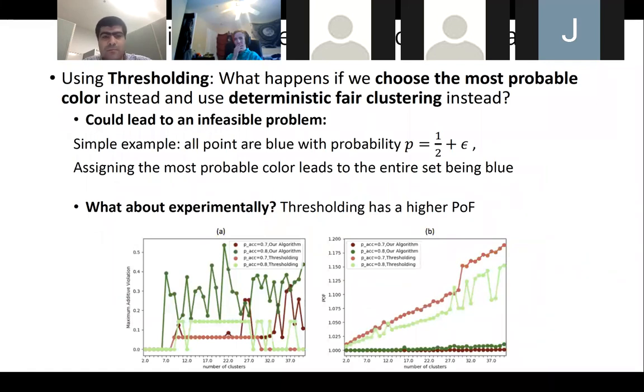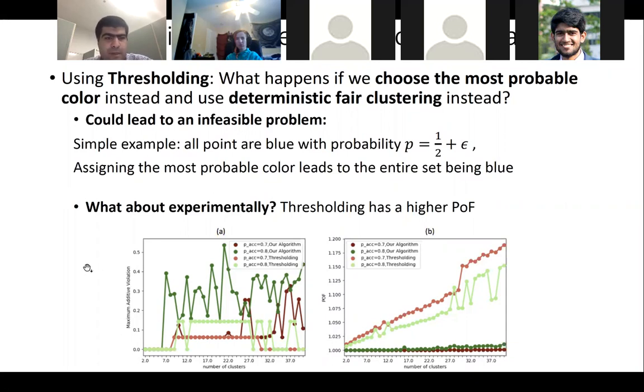Now, what happens if we use thresholding? One idea is to take every point, get rid of the probabilistic assignments, just assign each point the most probable color, and then use deterministic fair clustering. What would happen? This is actually not always possible, because you could end up with an infeasible instance. If we were to consider all points are blue with probability P, which is equal to half plus epsilon, then assigning the most probable color would make the entire data set blue.